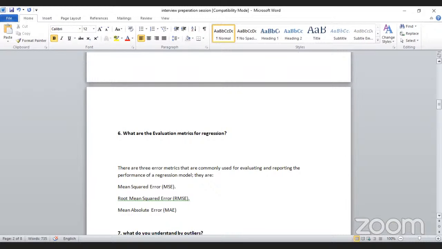Okay. So we have three error metrics. Yes, Supravit, RMSE, MSE. We have one more, right? Mean absolute error also. So there are three error metrics that are commonly used for evaluating and reporting the performance of a regression model. What are they? Mean squared error, root mean squared error, and mean absolute error.